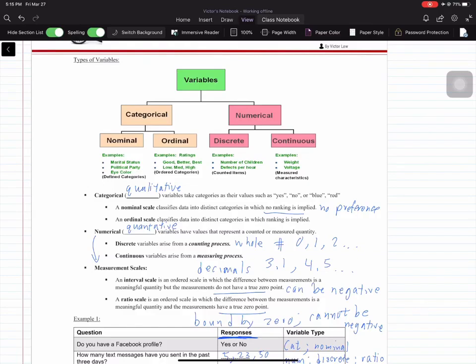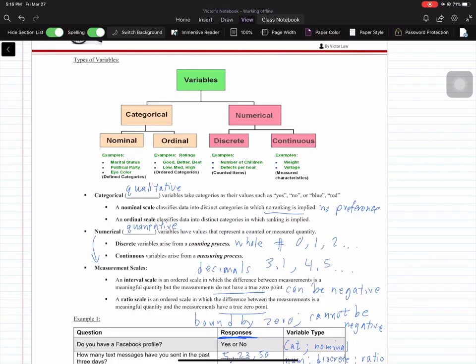For numerical variables, we have discrete variables and continuous variables. Discrete variables is when it can be counted. So they're whole numbers. We have 0, 1, 2, 3, 4, 5. So these are whole numbers. That's discrete variables. Continuous variables is when we have a measuring process. That means we can have decimals. It could be 3.1, 4.5, 5, 7, 7.2. So it could be decimals, it could be fractions.